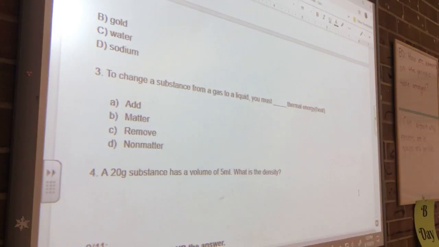After you're done recording it, I want you to get out your paper on mixtures, solutions, and suspensions, where we looked at the different things in the cups.